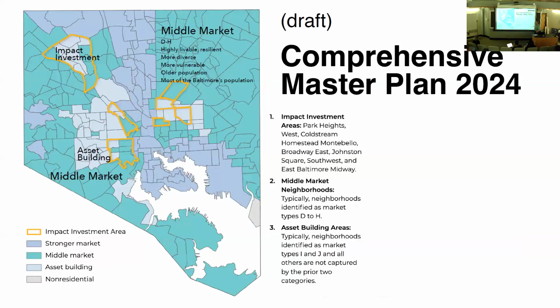The comprehensive plan also has divided the city into 3 major areas. The first is the impact investment areas, outlined in yellow, which are distressed areas where there is going to be a lot of investment. Then there are the middle market neighborhoods, these blue areas, which are the places for most of the population in Baltimore. These are working class families. These are places where you could make little investment, but revitalize the neighborhood.